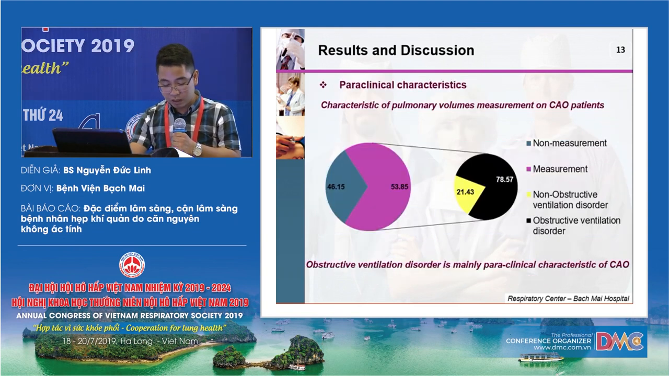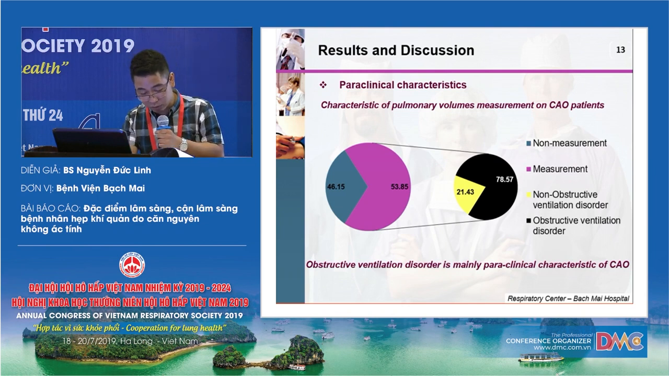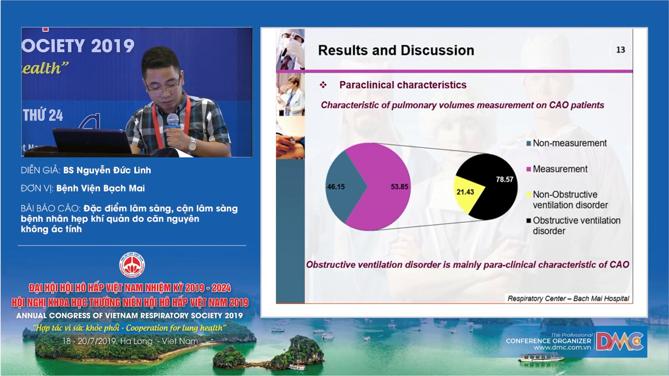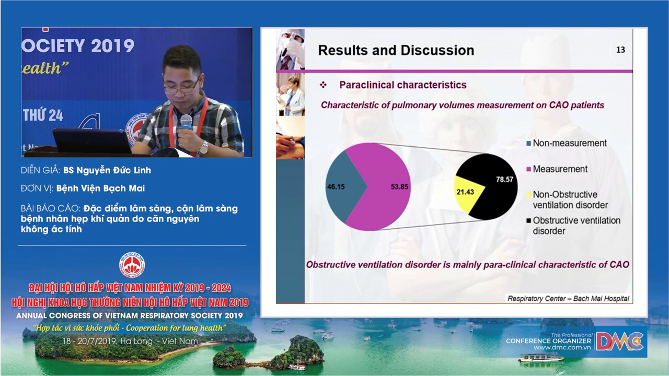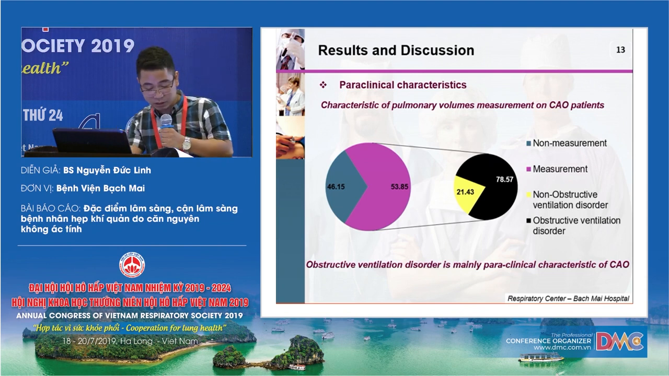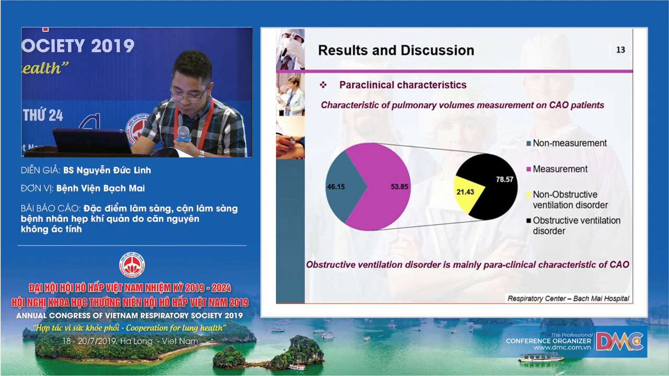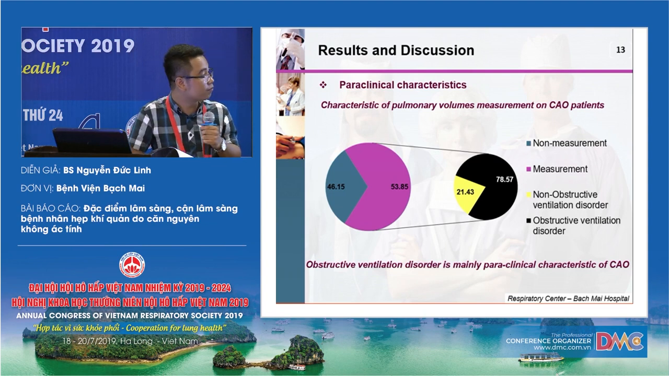CAO can be diagnosed thanks to techniques such as CT scan and endoscopic bronchoscopy. Our research shows that 94% of patients showed CAO lesions on MSCT, while all patients were diagnosed with CAO lesions by endoscopy of the bronchi. It can be seen that endoscopic bronchoscopy plays an important role in CAO diagnosis.